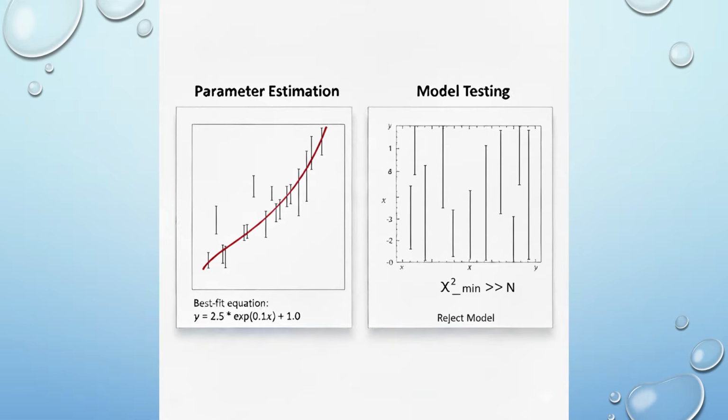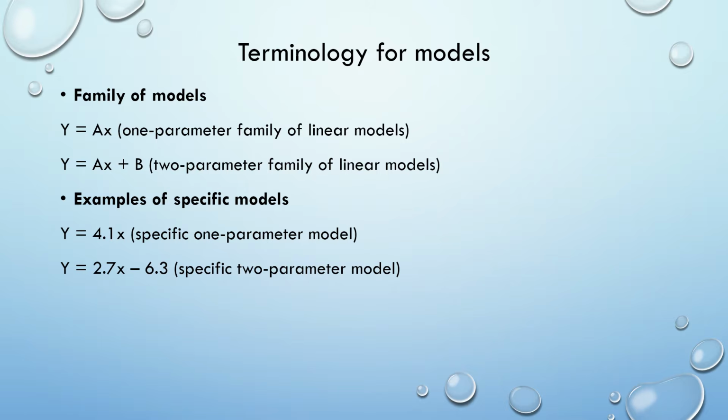Second, you may be trying to test a model. For example, you may be attempting to test the equation for the distance an object falls without air resistance, y equals 1/2 gt squared. Not surprisingly, this is called model testing. Parameter estimation and model testing are unfortunately often treated separately, using different methods, despite their interconnections.